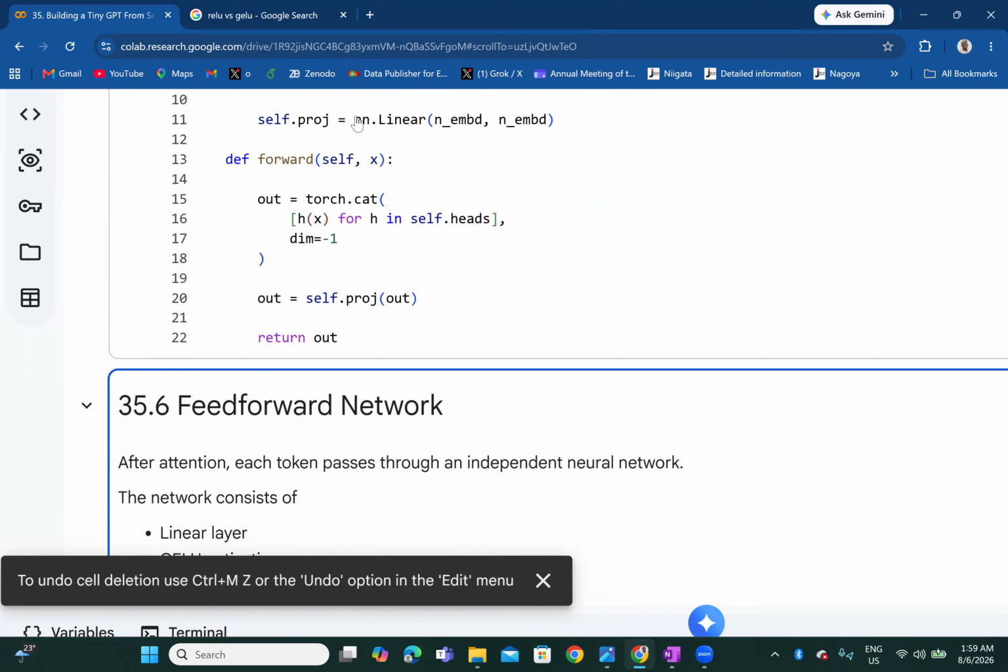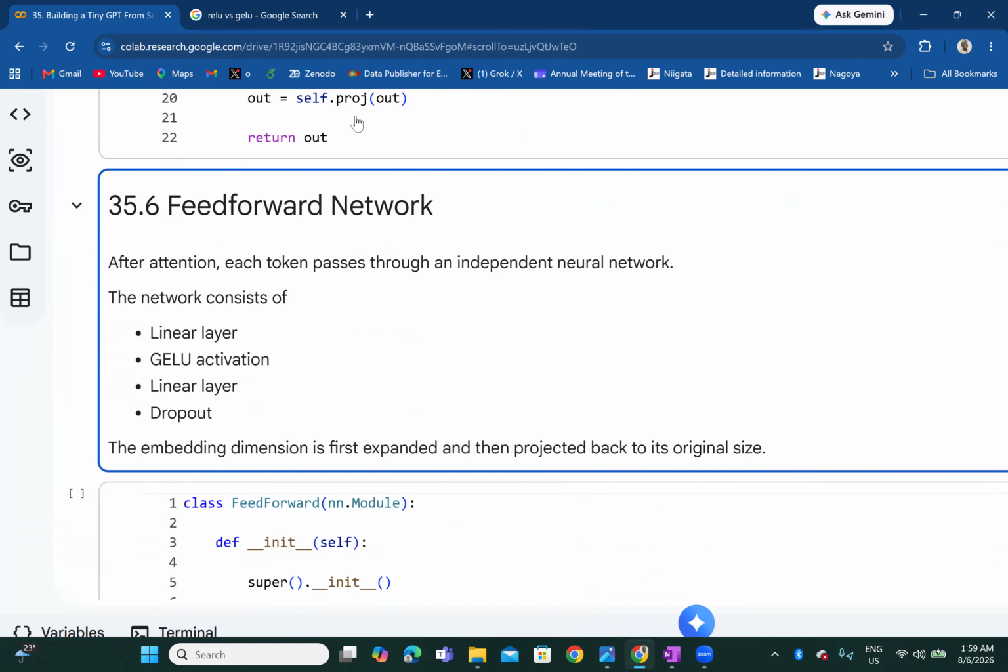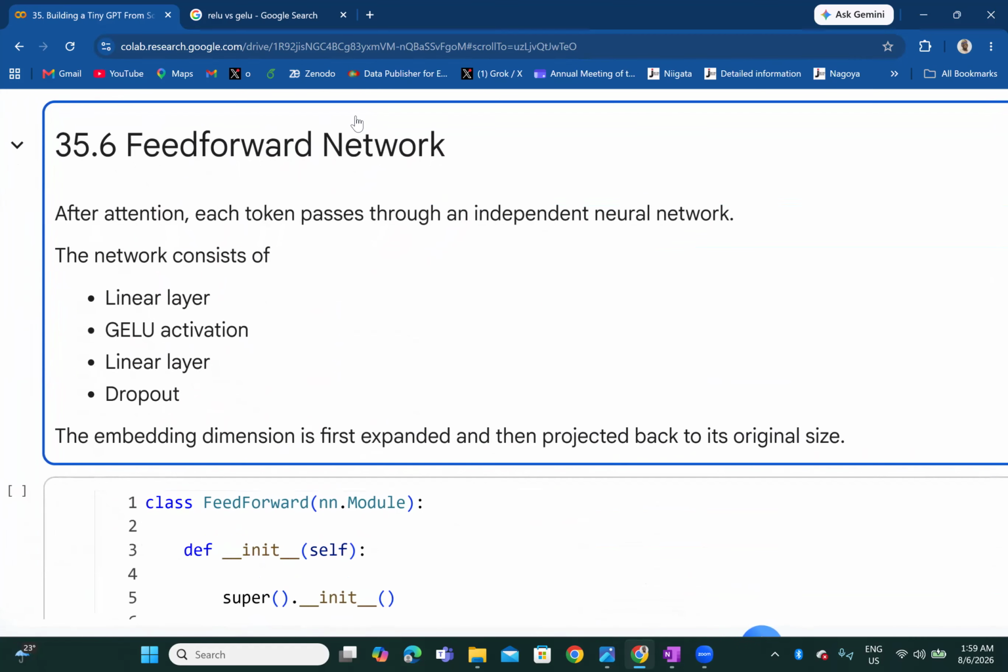So we've run this. Then we have the feed forward network. After attention, each token passes through an independent neural network. The network consists of a linear layer, the Gaussian error linear unit activation, then you have the linear layer again, and then you have a dropout. So the embedding dimension is first expanded and then projected back to its original size.